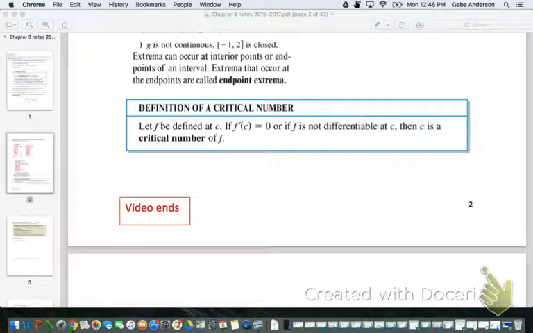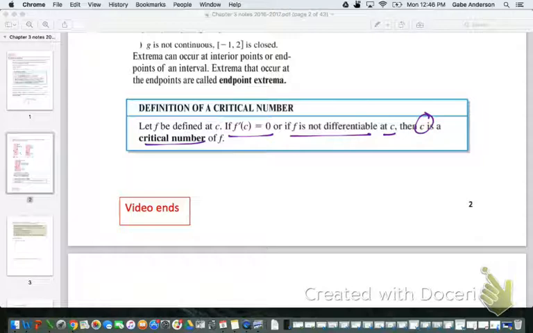I think it's important for us to realize which topics or concepts are going to weave themselves throughout the year, things that are just not going to go away. And one of those is a critical number. So I thought I'd throw it in here at the end of the video again, just the definition of a critical number. If f prime of c is equal to 0, or if f is not differentiable at that particular value of c, then we say that c is a critical number of f.